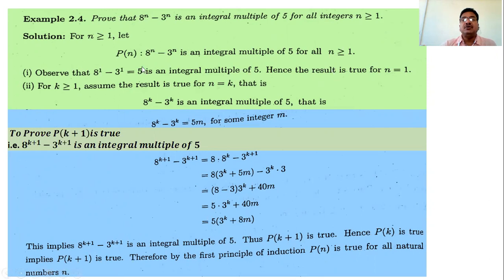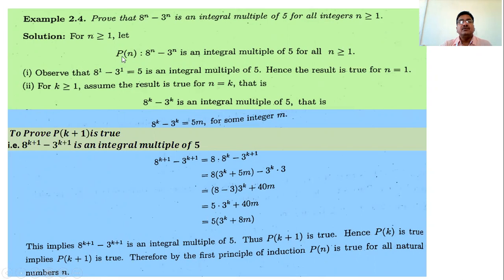And we have to show this, 8 raised to n minus 3 raised to n is an integral multiple of 5 for all n greater than or equal to 1. So we have to prove the statement 8 raised to n minus 3 raised to n is an integral multiple of 5 for all n greater than or equal to 1, and denote the statement by Pn. So we denote this statement by using the notation Pn.